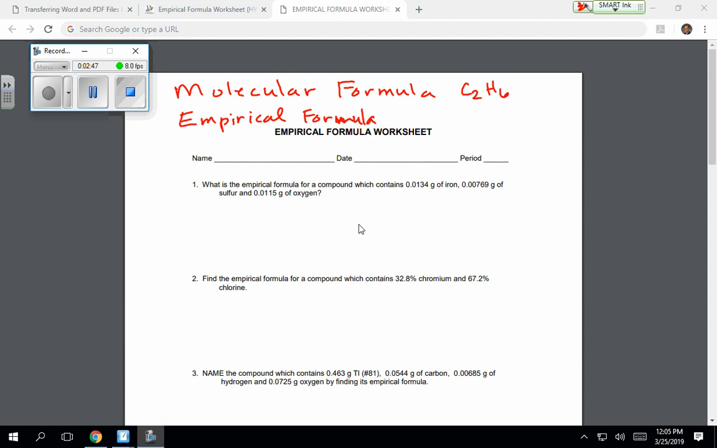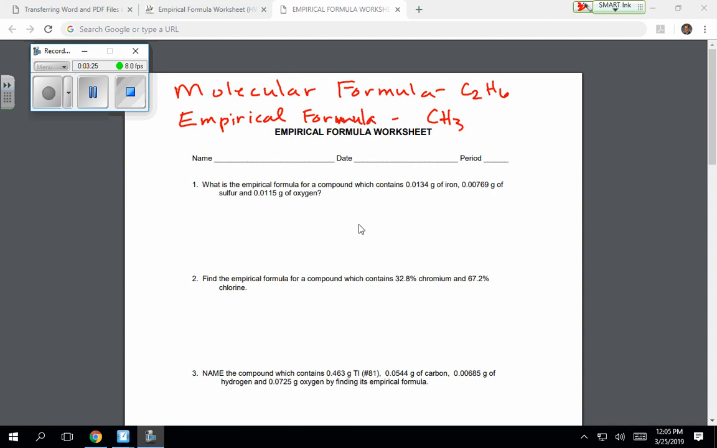But the empirical formula is essentially the molecular formula, but in lowest terms. So C2H6, Nick, what would that become in lowest terms? If you were to reduce it like you're reducing a fraction. Yeah, it's 3, exactly. So you could divide the 2 and the 6 each by 2, and it would come out to be CH3. So the empirical formula for this molecule would be CH3.